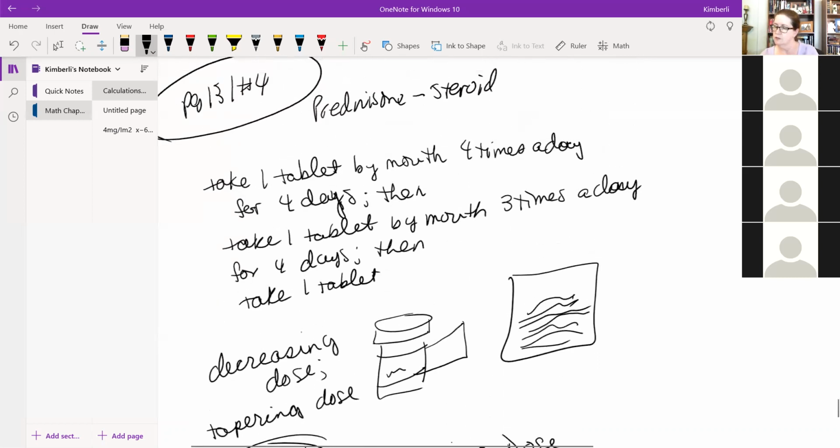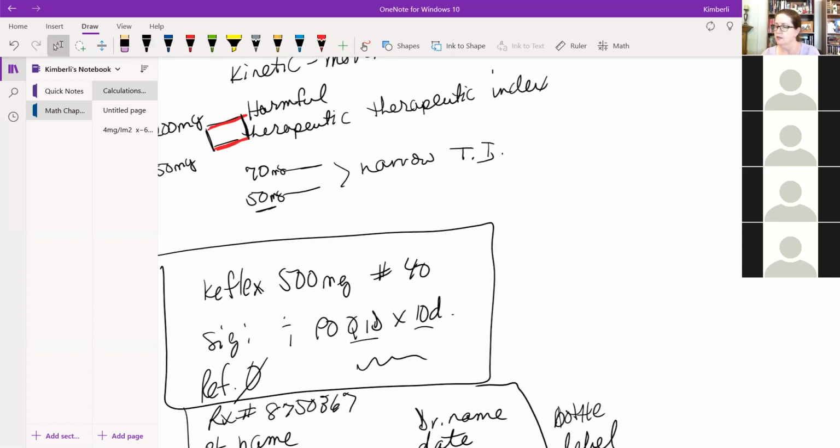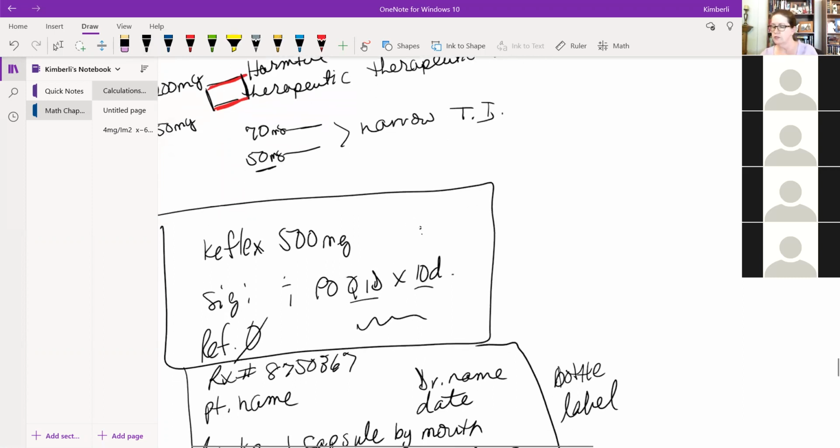So for instance, here on this prescription up here, let's say that they forgot to put times 40. Would we still be able to fill this prescription without it? Yes. Why? Because you can multiply 4 times a day times 10 days. Yes, exactly. So it has a duration of therapy, which tells us how many capsules to give the patient.